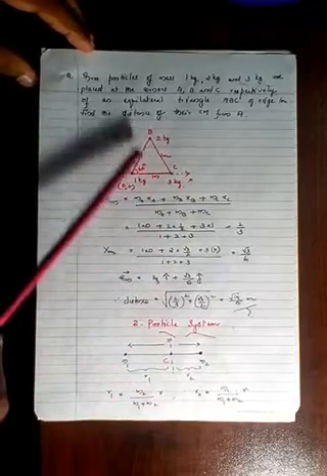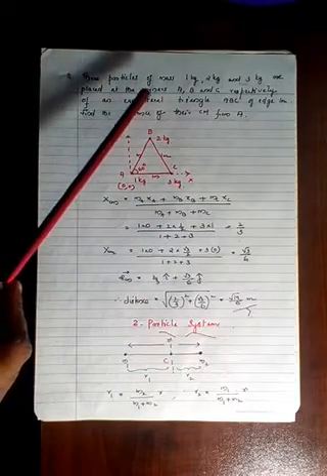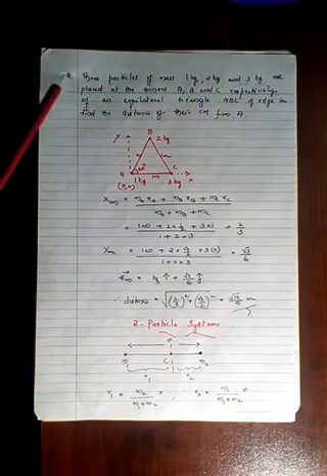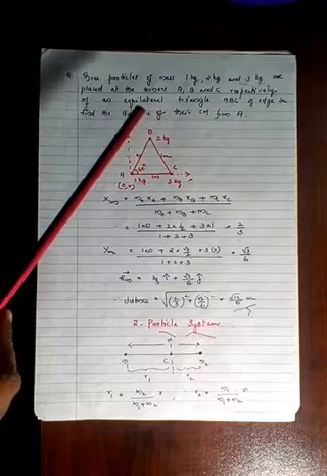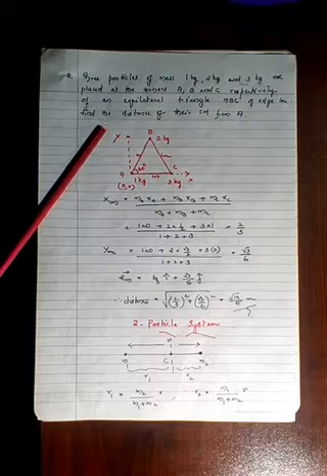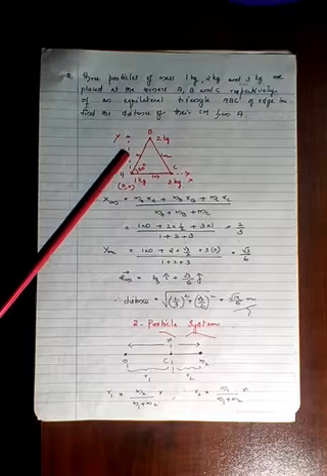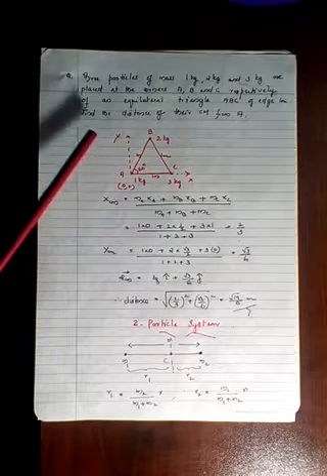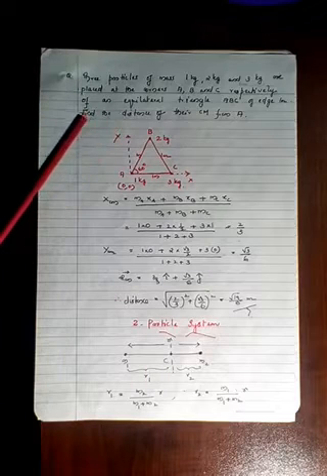We can go with a simple example. Three particles of mass 1 kilogram, 2 kilogram and 3 kilogram are placed at the corners A, B and C respectively of an equilateral triangle ABC of edge 1 meter. Find the distance of their center of mass from A.